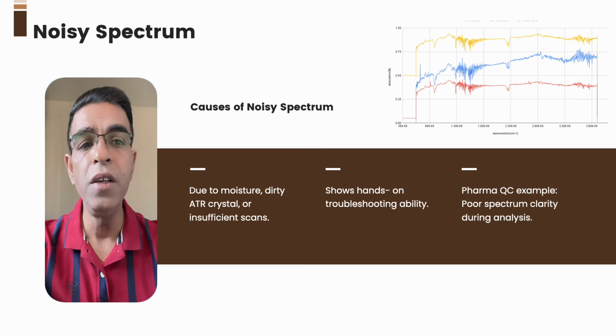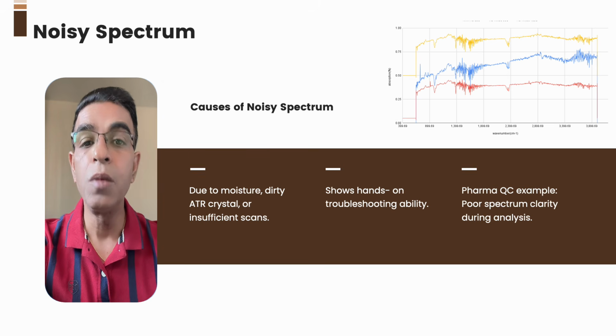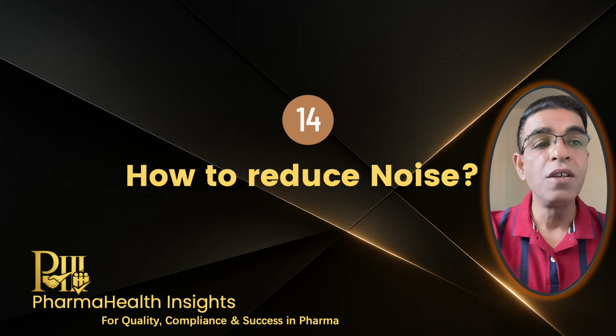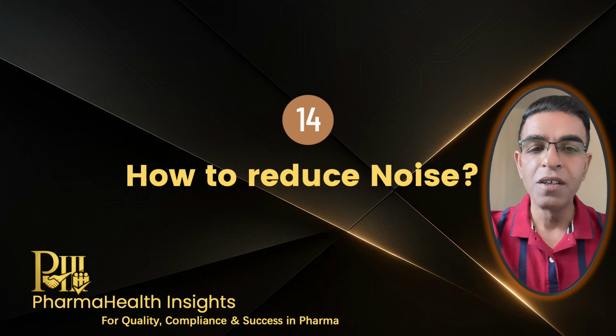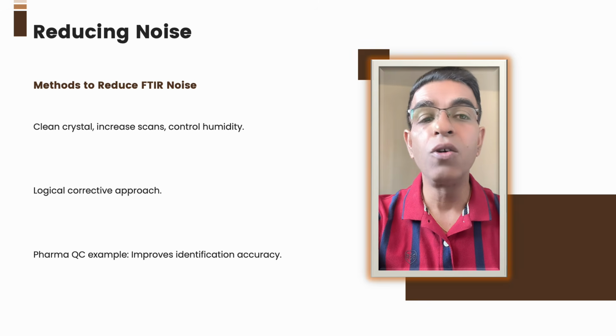This answer works really well because interviewers are not only checking whether you can run the instrument, but they want to see if you can identify problems and troubleshoot them confidently. Now, the interviewer would like to know the knowledge of spectrum noise, so be ready to inform the corrective action. Friends, now the interviewer may immediately ask the next logical question. Okay, then how do you reduce noise in FTIR? And you should answer in a practical and confident way.